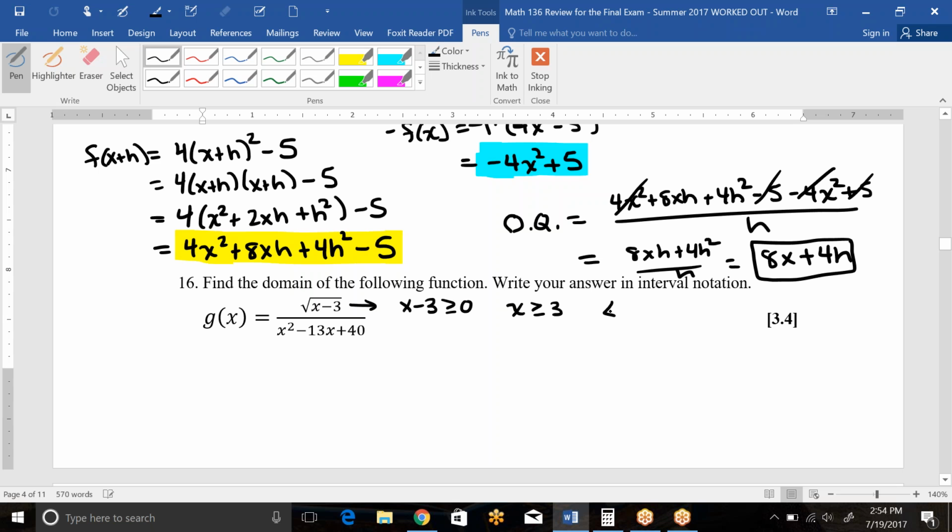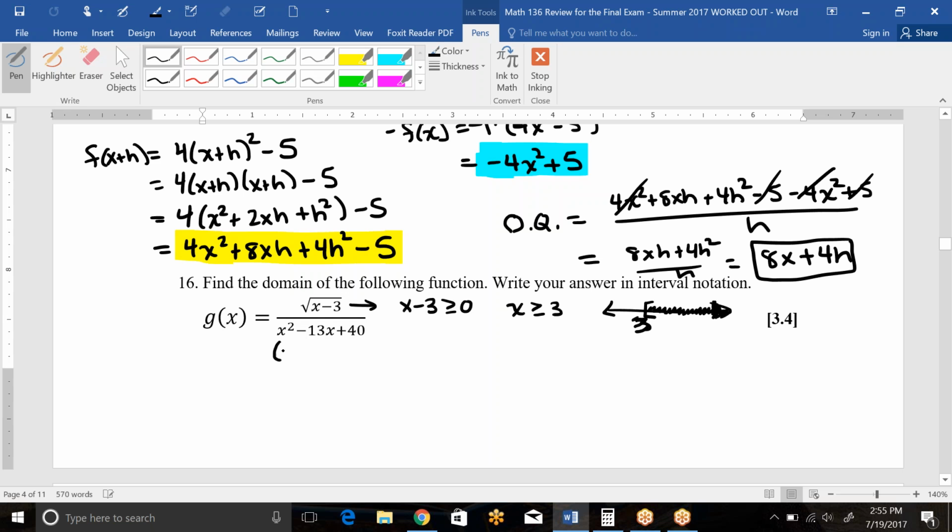So if you think about a number line, we're not going to do any sign charts, but here's 3 on the number line. We have to shade to the right of 3. That's our domain right now, just looking at the top. So nothing less than 3 can work, okay?